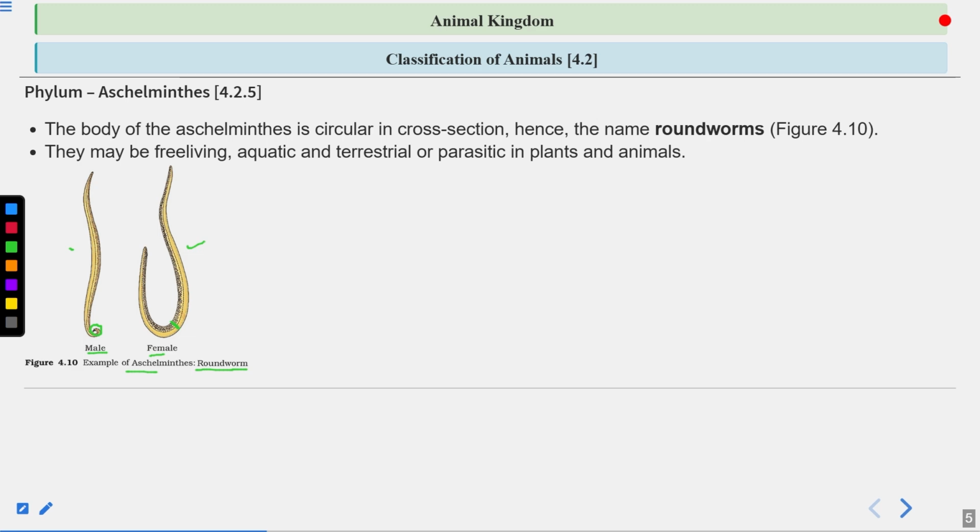This feature is called sexual dimorphism. This phenomenon is called sexual dimorphism, because just by looking at the organism, you can judge the sexes of the organism, that this is the male one and this is the female one, right?